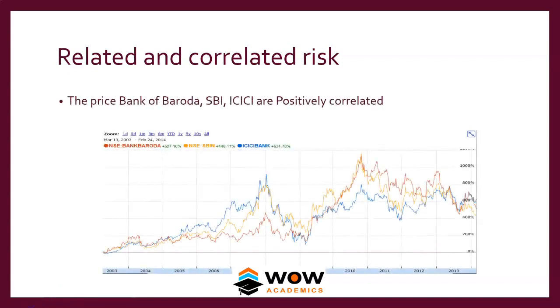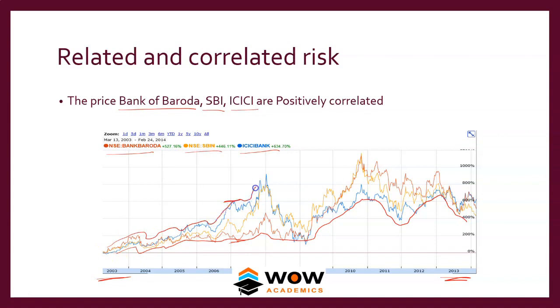So we'll have an example of this. The price of Bank of Baroda, SBI and ICICI, all of them banks in India, from 2003 to 2013. The red is Bank of Baroda, orange is SBI and blue is ICICI. If you see, all of them are moving similarly, even though some are higher or lower. They are working in a particular kind of pattern. They go up together and fall together. If you draw a pattern, it is always within this kind of boundary, right? So this is how they work.